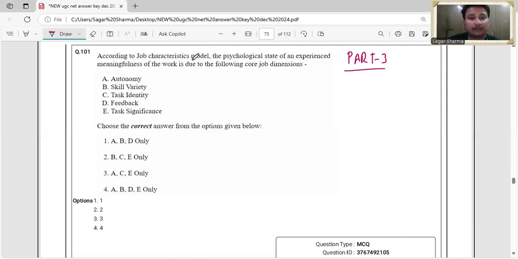First question is asking, according to job characteristics model, the psychological state of experience meaningfulness of the work is due to the following core job dimensions. So basically, the psychological state will be experienced by the skill variety and task identity and task significance. Autonomy and feedback is not the psychological state of experience meaningfulness of work. So B, C, E. It means option number 2 will be your correct answer.